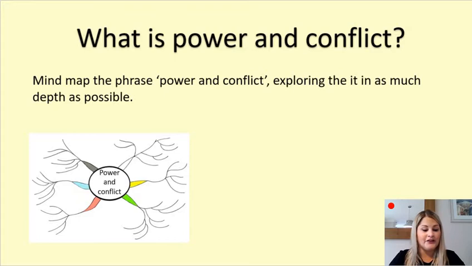So for power, you could have the power of knowledge, you could have physical strength, you might think about the power that politicians have, you might think about who has power in our school. And for conflict, you could think about different wars, you could think about conflicts between individuals, you could think about inner conflict, cultural conflict. There's lots of stuff you can explore here, but it's really useful because that's kind of the theme of the poems we're going to be studying. It's really useful to make sure you have a good understanding of what power and conflict means to you.